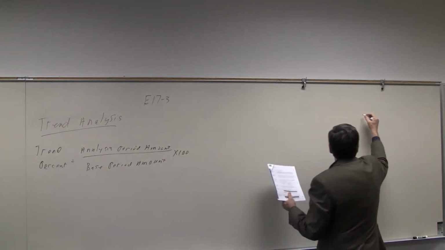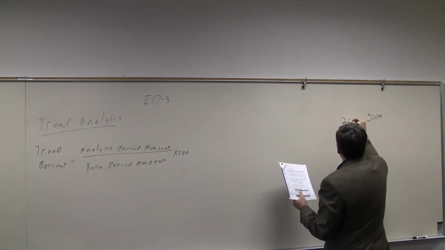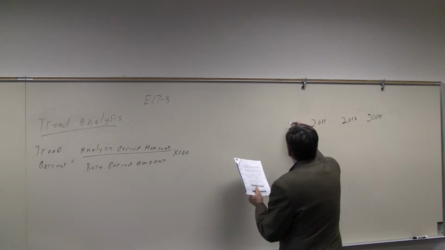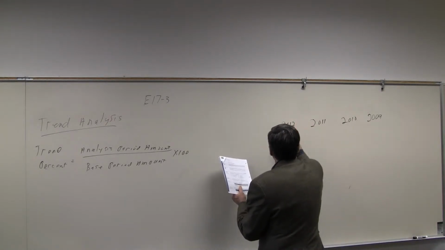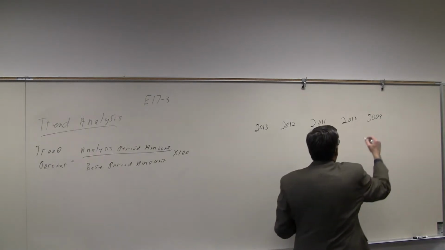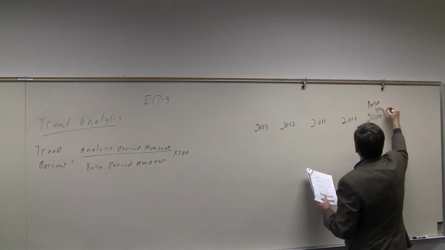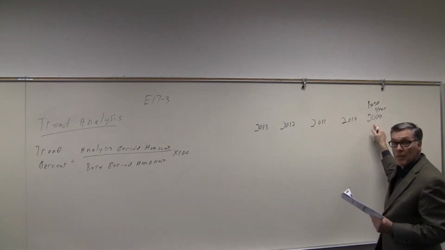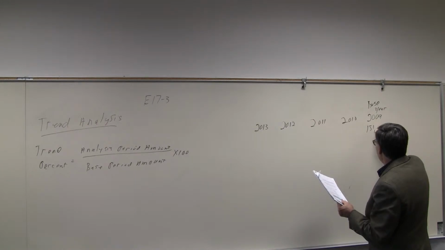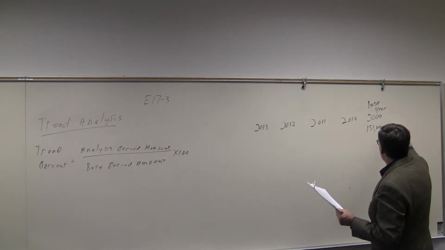So we have year 2009, 2010, 2011, 2012, 2013. Now, the first year will always be the base year, and that will always be the denominator. In this case, 2009 was 151,000. In this case, we're talking about sales.